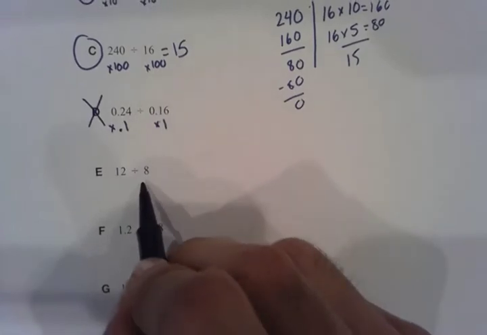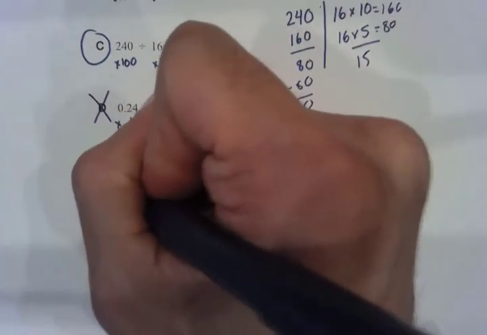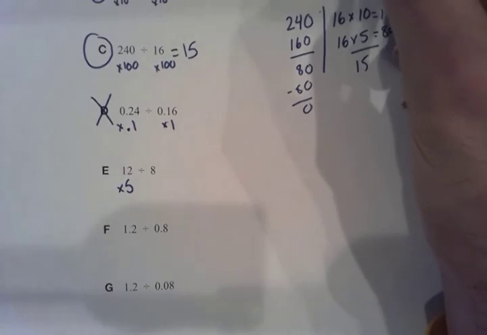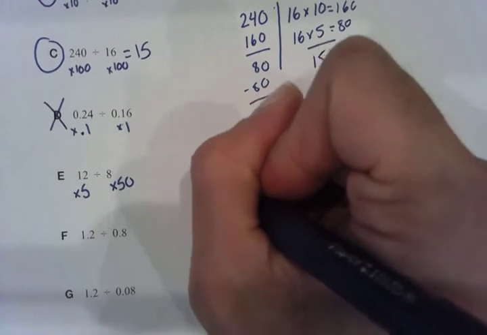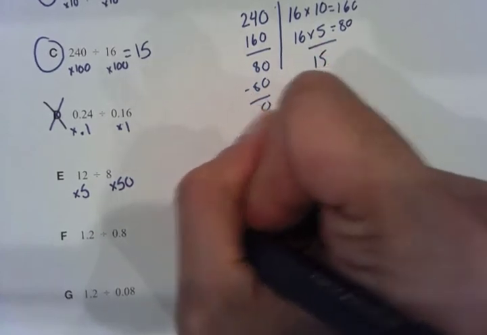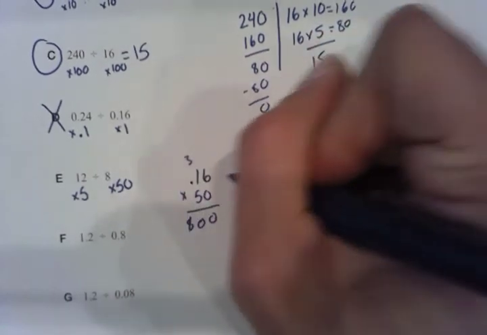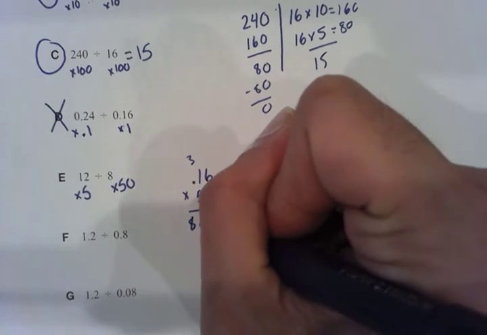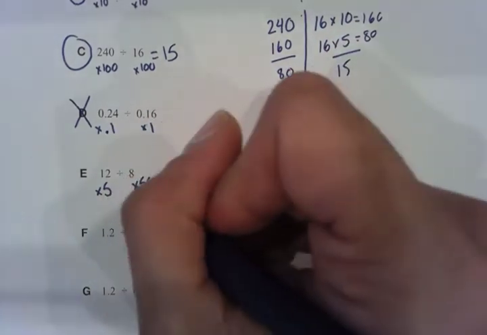So what about 12 divided by 6? So here, I see that they multiplied our number by 5, and here, they multiplied our other number by 50. So just in case you don't believe me, let's just check. 0.16 times 50 is 8. I see two numbers to the right of the decimal, 1, 2. So because 5 and 50 are not the same numbers, we know that this is not going to be equivalent as well. What about F?